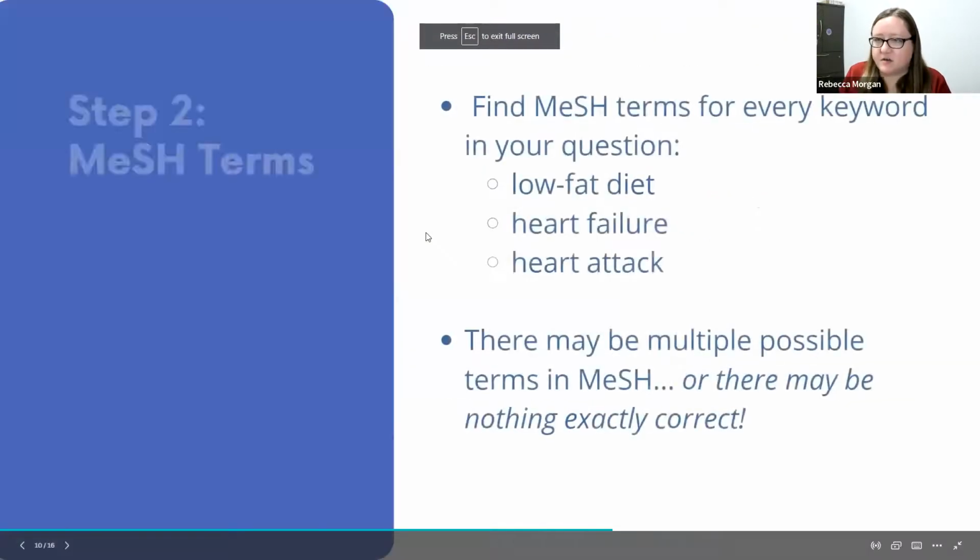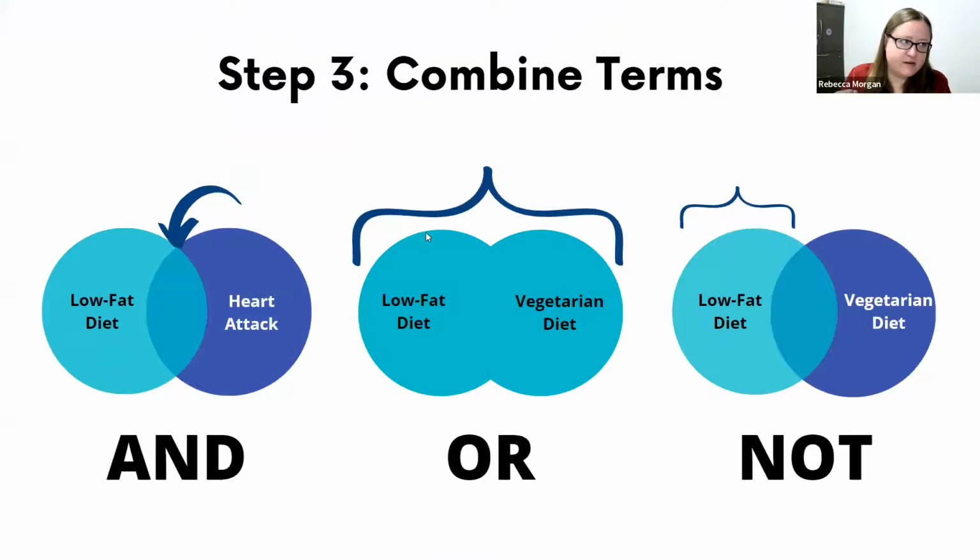So now we have to actually go through and combine our terms together, now that we have our MeSH terms and our natural language terms. And we do this using what we call Boolean operators. And they are AND, OR, and NOT. So starting here on the left, if we use AND, we are narrowing our search. AND is combining two different terms together and finding what is in the center where the overlap is. So if I search for low-fat diet AND heart attack, I'm only going to get this middle section right here.